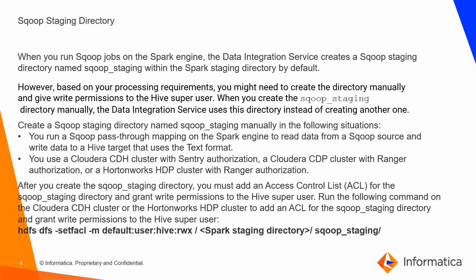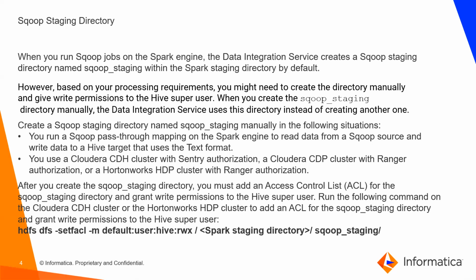Create the Sqoop staging directory named sqoop_staging manually in the following situation. You run a Sqoop pass-through mapping on the Spark engine to read the data from a Sqoop source and write data to the Hive target that uses text format. You can use a Cloudera CDH cluster with Sentry authorization, a Cloudera CDP cluster with Ranger authorization, or a Hortonworks HDP cluster with Ranger authorization.